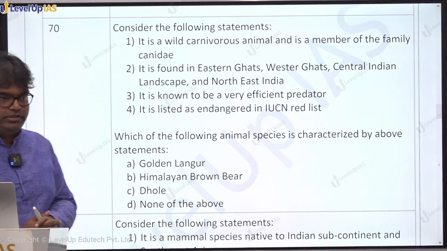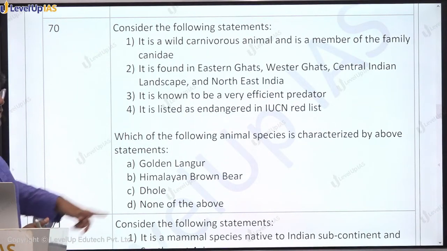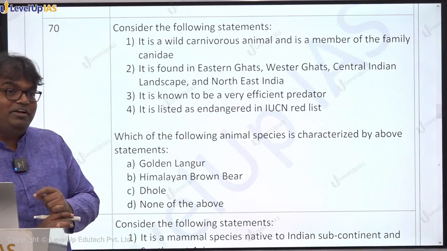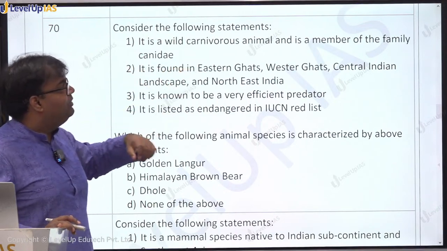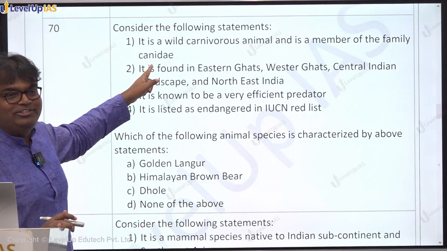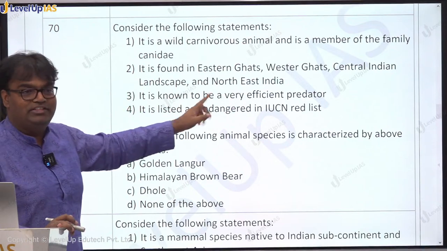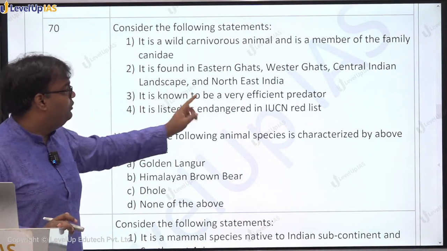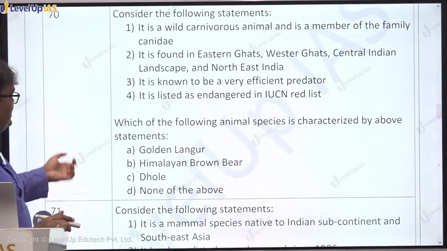70. Raise your hand in case you know the answer. ढोल, yes, very efficient predator. ढोल के बारे में हमने पढ़ा था. कई बार it ends up attacking tigers. They come together and attack tiger. So carnivorous animal and is a member of canidae. Canines तो dogs ही होते हैं. ढोल, it's found in eastern ghats, western ghats, central India landscape and northeast India. They are very widely distributed. It's known to be very efficient predator and is endangered. So ढोल. Fine, 70 ka C. 71.